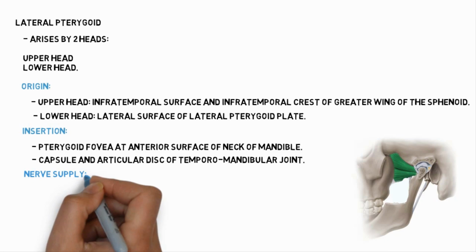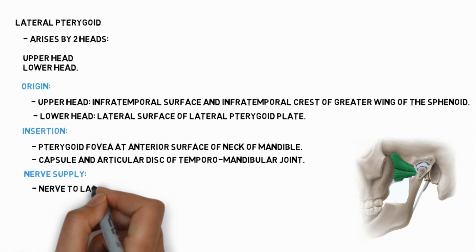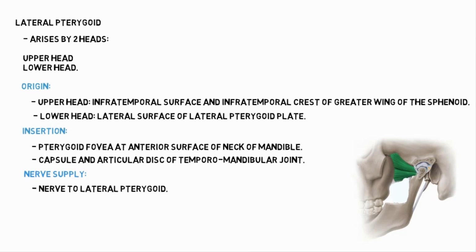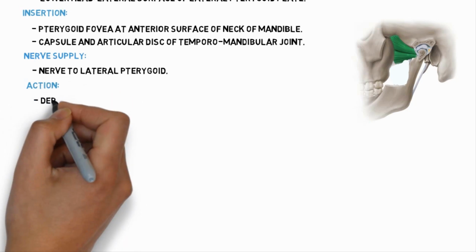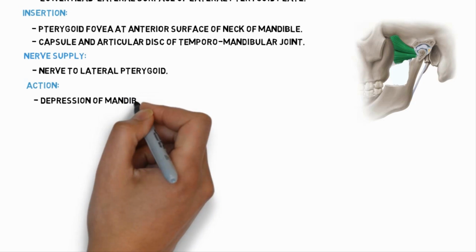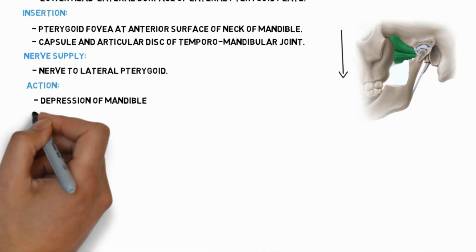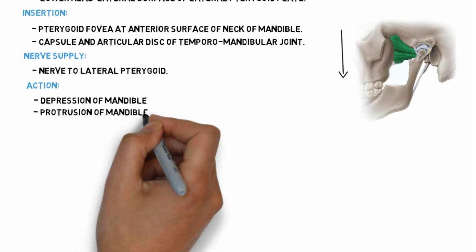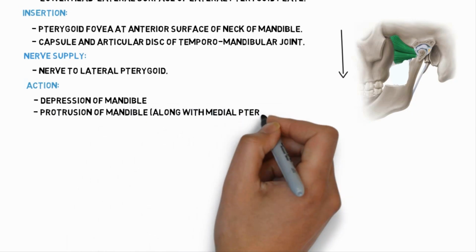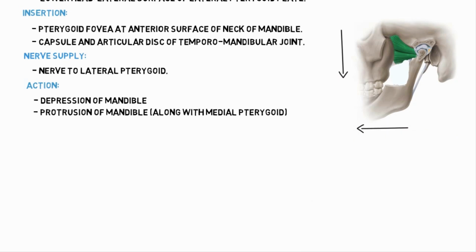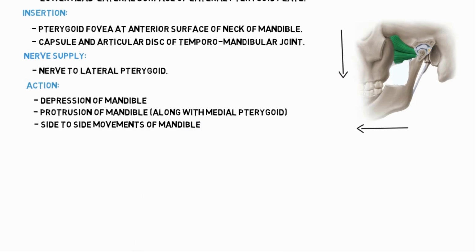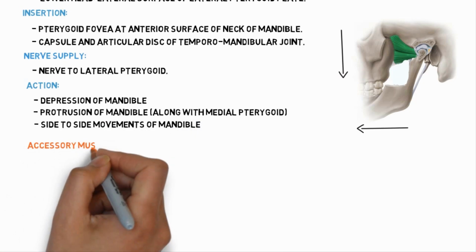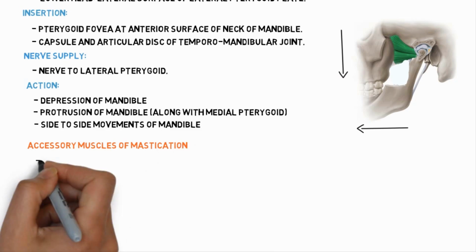Coming to the nerve supply of lateral pterygoid, it is supplied by the nerve to lateral pterygoid, which is a branch of the mandibular nerve. Coming to the actions of lateral pterygoid, it helps in depression of the mandible and protrusion of the mandible along with the medial pterygoid muscle. Also helps in side to side movement, that is lateral movements of the mandible. These are the four primary muscles of mastication.